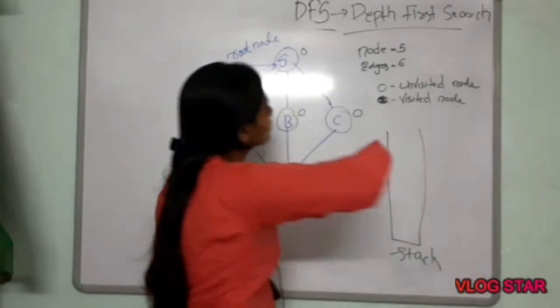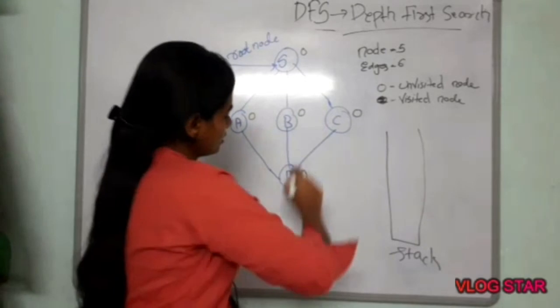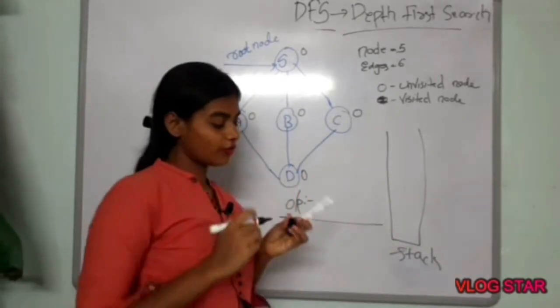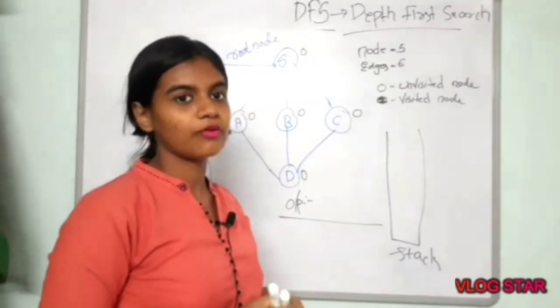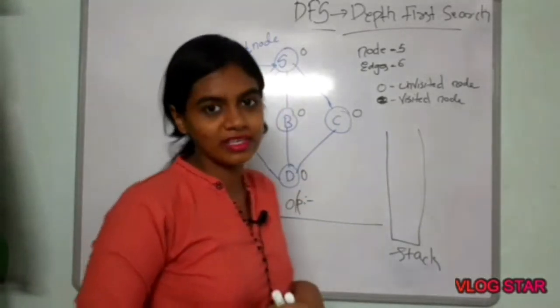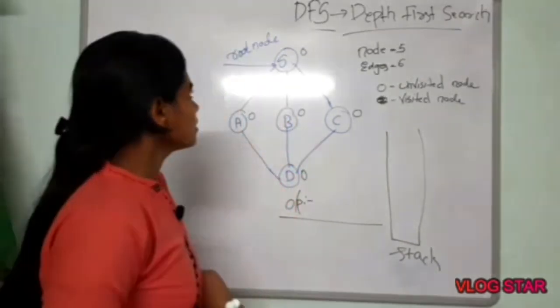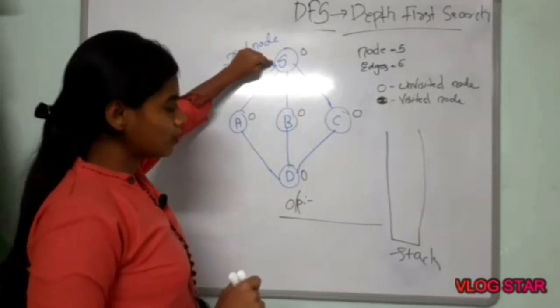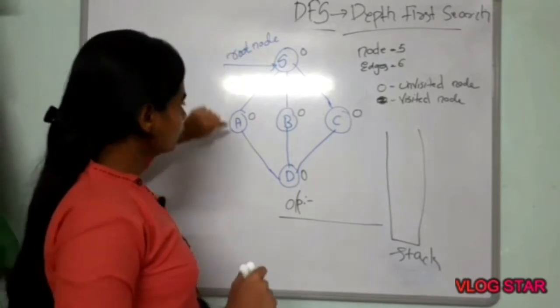Okay, and here will be the output, showing how we have searched the nodes and how we have completed the goal of DFS. Okay, so we will start. Our root node is S. So first we will take S as the root node, and then we will go to A.